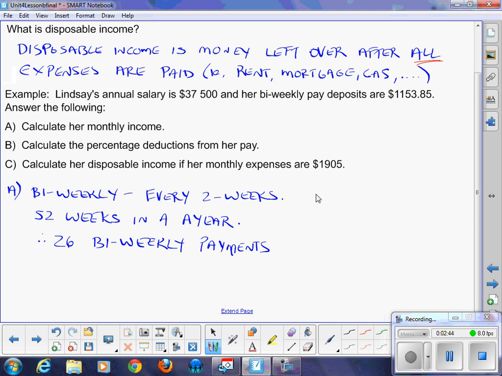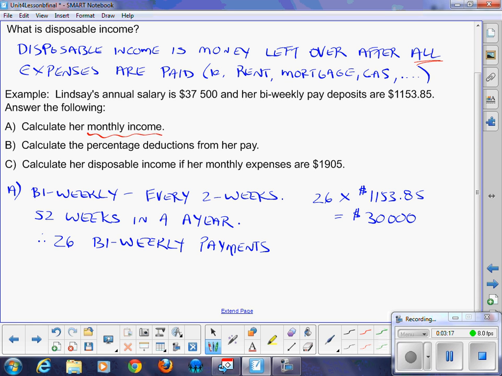When I want to make this calculation, I have to figure out what her deposit is worth each year. These are already net of deductions. So I'm going to take the 26 payments and multiply them by 1153.85. When I perform that calculation, I get $30,000.